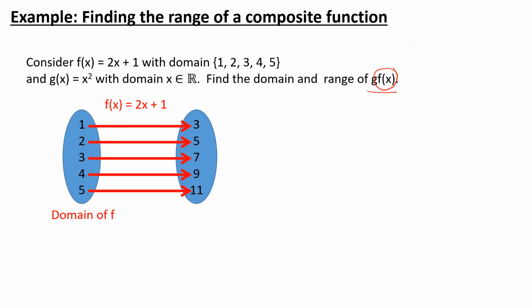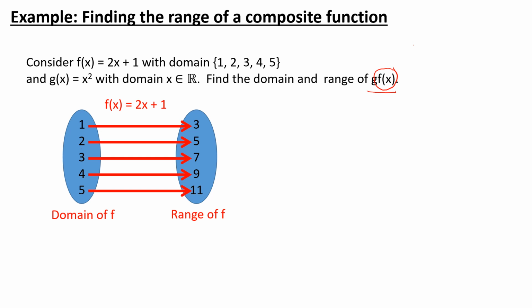So if I put 1 into function f, double it, add 1, it gives me an answer of 3. If I substitute 2 into function f, then that gives me an answer of 5. And if I substitute 3 in, it gives me an answer of 7, etc. So I've started with 1, 2, 3, 4, 5. I've performed function f first of all, and at the moment now I've got 3, 5, 7, 9 and 11. So I've done the f part, put the domain in, and I've got the range of f out.